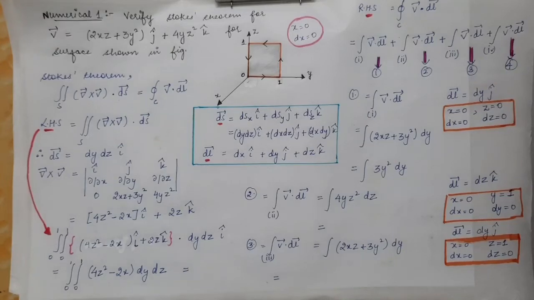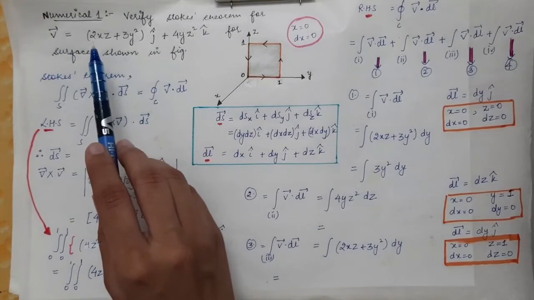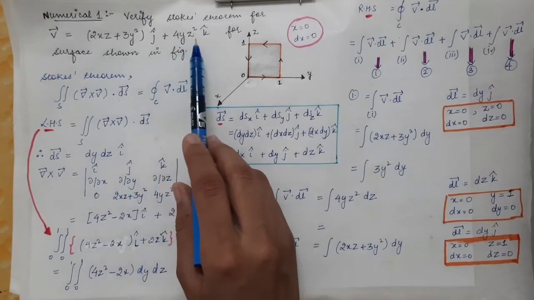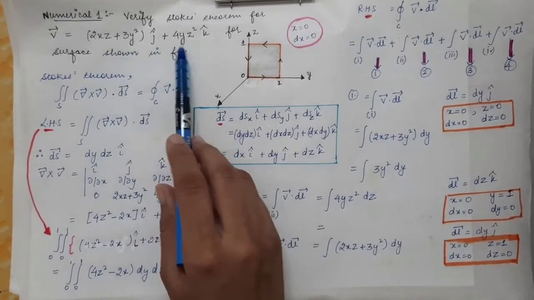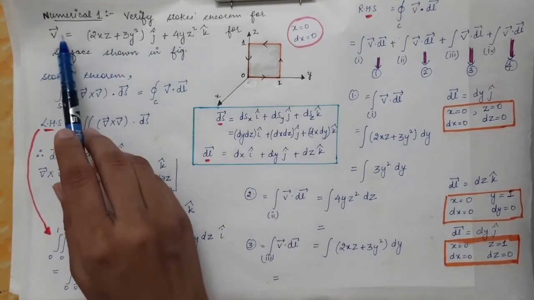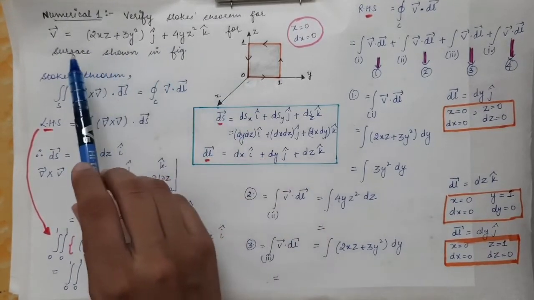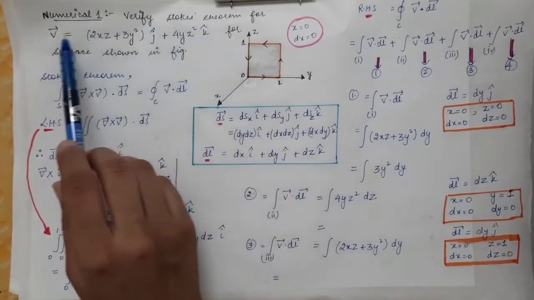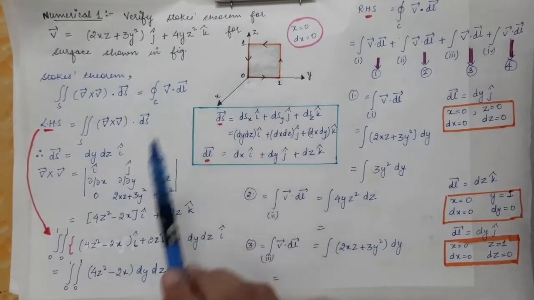The first numerical is to verify Stokes theorem for the vector v, which is given as 2xz plus 3y square j cap plus 4yz square k cap. So these are the y and z components of this vector field, where the x component is equal to 0, for the surface which is shown in the figure. We have to verify Stokes theorem for this vector field, considering the surface shown in the figure.